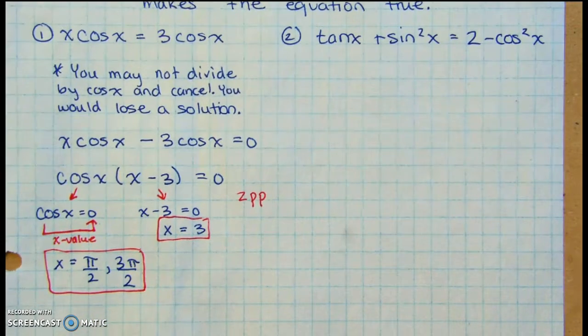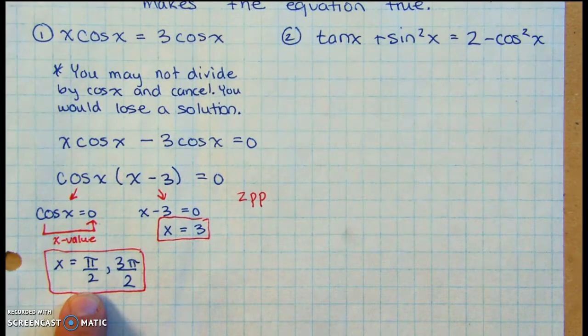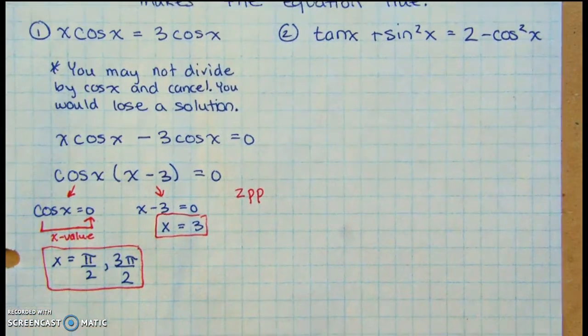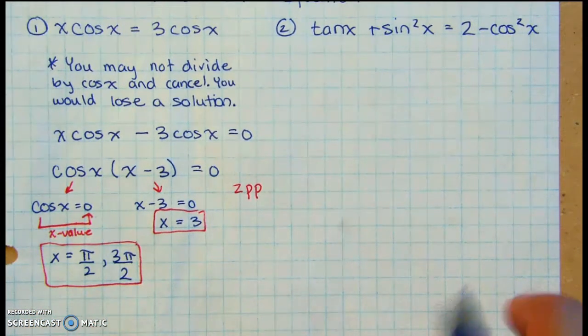Okay? Where does the cosine equal 0? That's what we just answered in radians. All right, this is a big old mess.